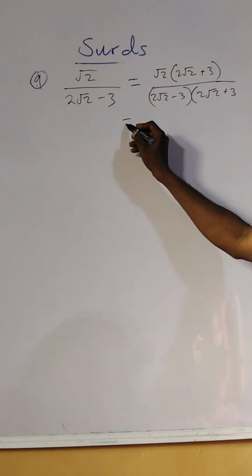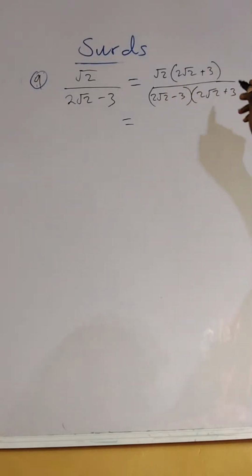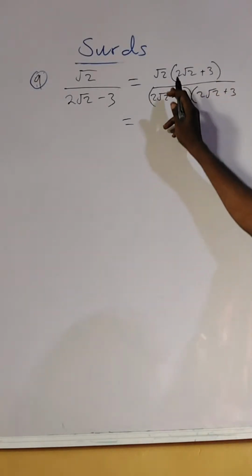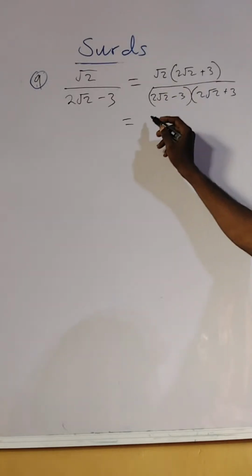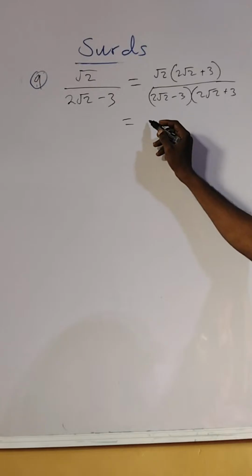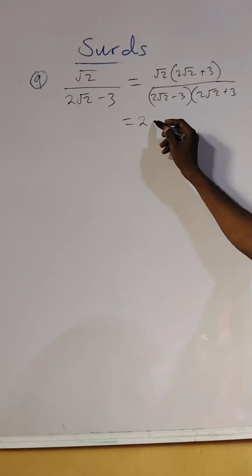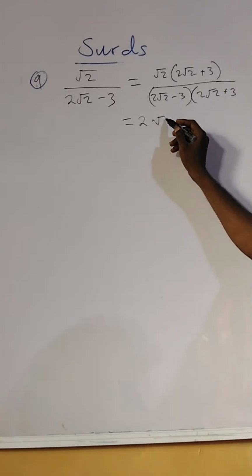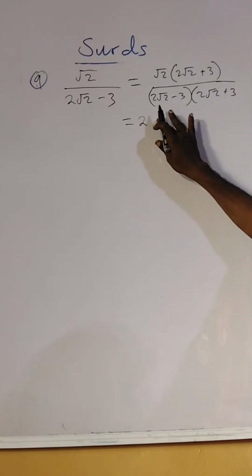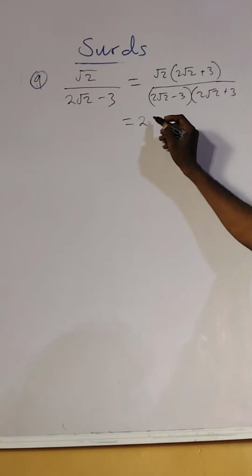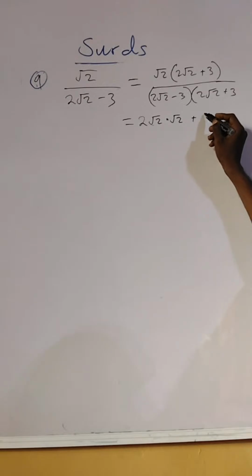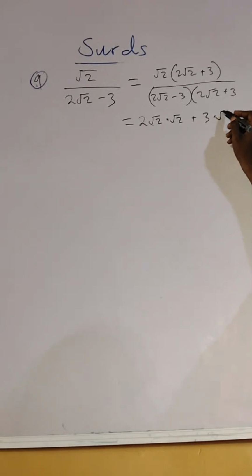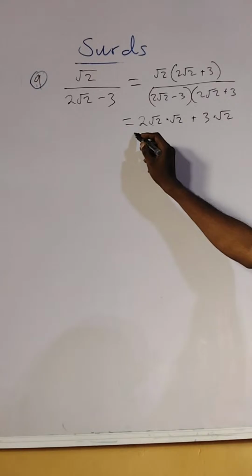So here we have root 2, we can use root 2 to open this bracket. Root 2 times root 2, that's 2. 2 times 2, 4. So we can say this is 2 root 2 times root 2 plus 3 times root 2. So we have used this root 2 to open.